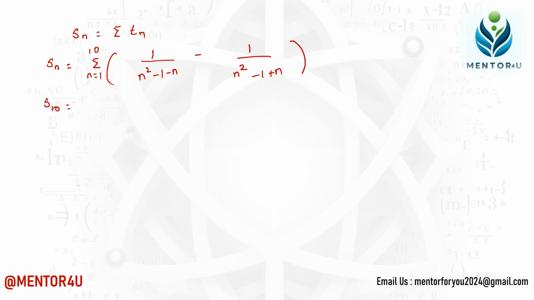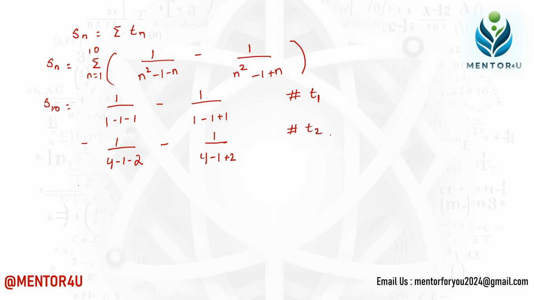So here we just replace n as 1, then we go on replacing n as 2, n as 3, up to 10. So first, n is 1, so it will be 1 by 1 minus 1 minus 1, minus 1 by 1 minus 1 plus 1. This is for T1. Similarly, you replace n as 2, so it will be 1 by 4 minus 1 minus 2, minus 1 by 4 minus 1 plus 2. That's the second term. So we just have to add all that.